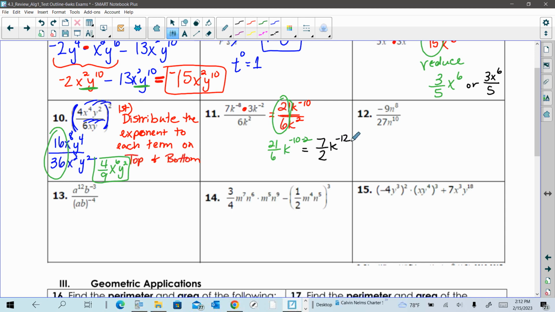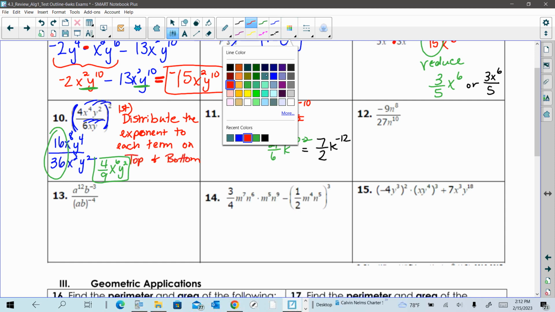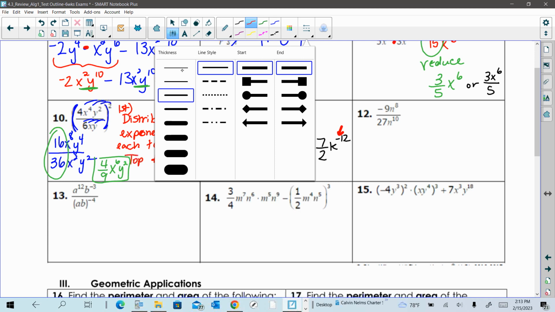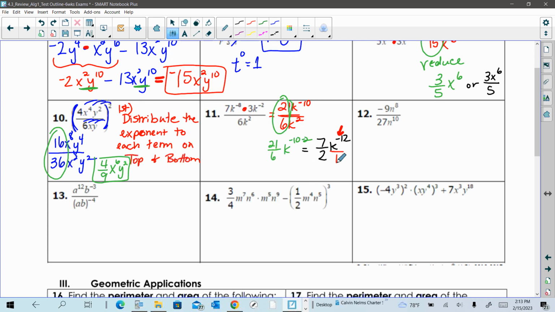And we have a negative exponent. When that happens, we have to remember to take the reciprocal. So we're going to flip it over: 1 comes to the top and the k comes down to the denominator. So the final answer, and I'm just going to write it over here so I have more room, is 7 over 2k to the 12th power.